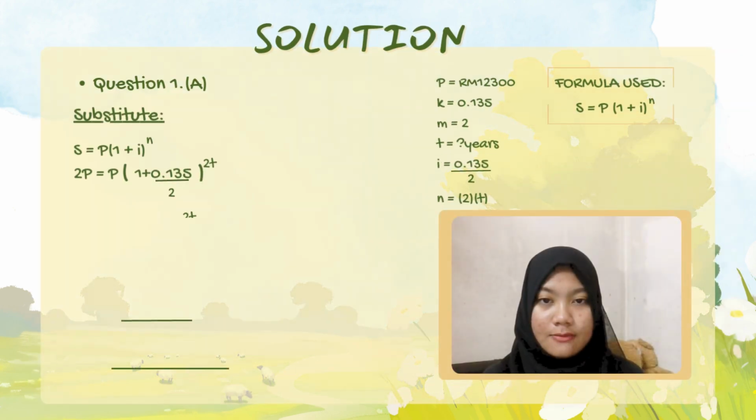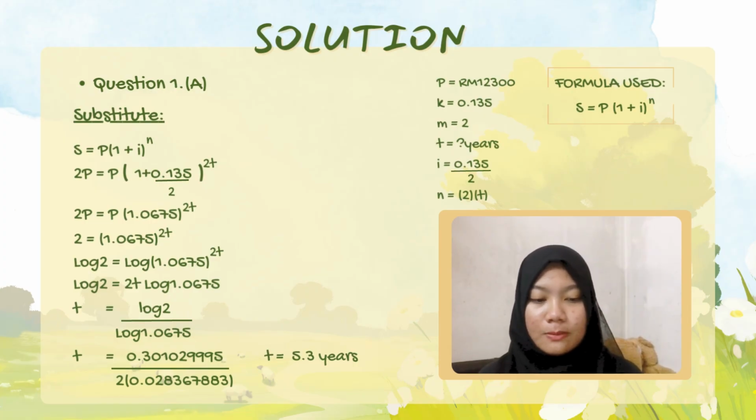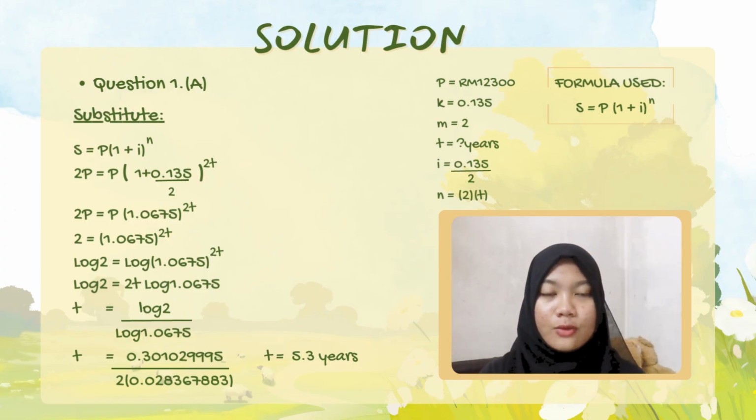Question 1A. Zaliha invests RM12,300 in an account that earns 13.5% interest compounded semi-annually. How long will it take for her investment to double in value? In this question, the formula used is S equals P in bracket 1 plus i, the power of n. We know that P is RM12,300 and r is 0.135.